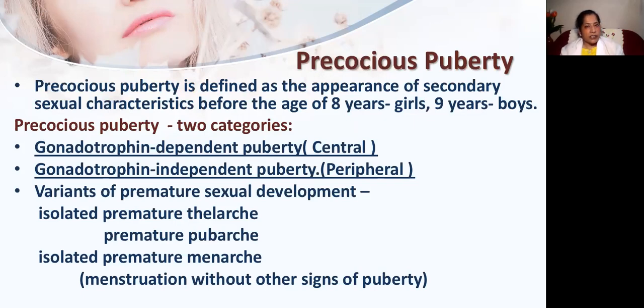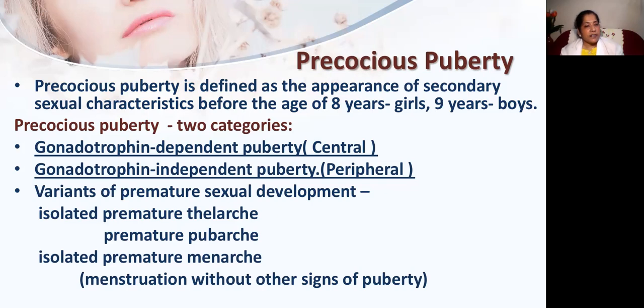Now, a third condition is precocious puberty. Precocious puberty is defined as appearance of secondary sexual characteristics before the age of 8 years in girls and 9 years in boys. It can be divided into two categories. One is gonadotrophin dependent precocious puberty, which means it is due to excess of gonadotrophins and is also known as central precocious puberty. The second category is gonadotrophin independent puberty, which is known as peripheral precocious puberty.